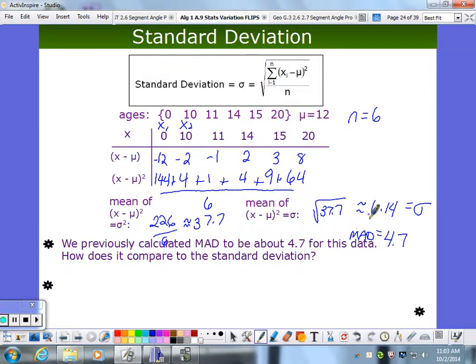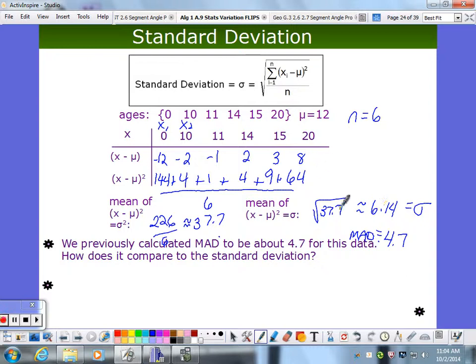Standard deviation's bigger. Is it crazy much bigger? No. Now look at variance. That's crazy bigger, right? So these are not good things to compare, but these kind of are, because they are measuring the same kind of thing. What is the average distance from the mean? One method will say it's 4.7. Another method will say it's 6.14. Pretty close. Your MAD and your standard deviation should be pretty close.